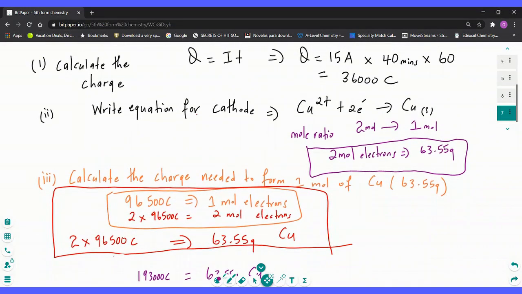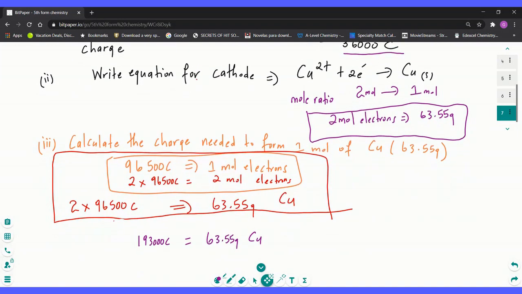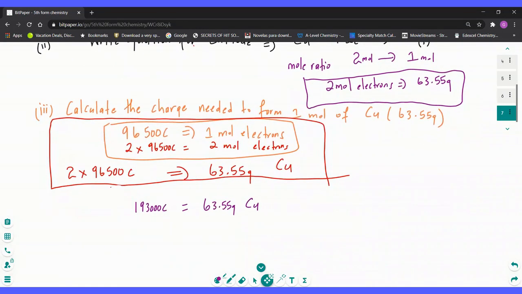But were you supplied with that in this cell? No. When you worked it out from up the top, you were only supplied with 36,000 coulombs. So we needed 193,000, but we never had that much. We only have 36,000 coulombs. So I'm going to write the amount that was supplied. This is what we needed at the top, but down the bottom, this is what we were supplied with.